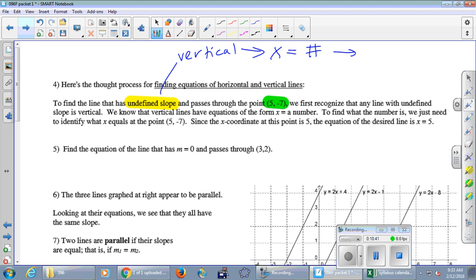All we need to do is figure out what number x is equal to at the only point we're given, which is in green. How much is x at that point? It's 5. x equals 5 is the final answer to this problem. That's the equation of the line that satisfies those conditions.